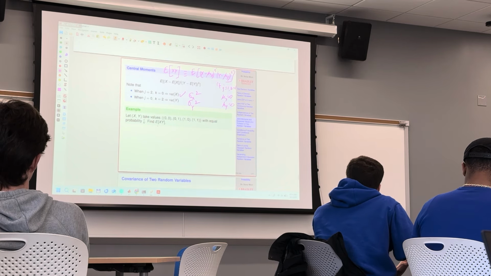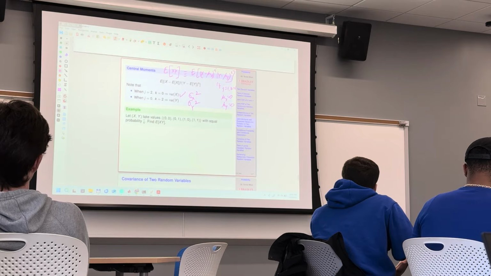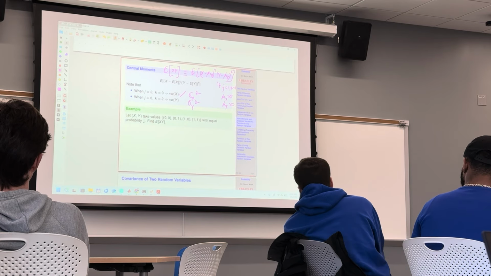Now, yeah, actually here, when I was preparing notes, I thought of it. So here I actually gave another example of how to find the correlation.